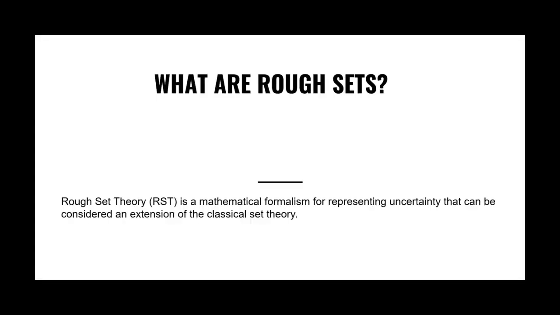First, let's understand what rough sets are. Rough set theory is a mathematical formalism for representing uncertainty that can be considered an extension of the classical set theory. You might be wondering what this classical set theory is. In classical set theory, an element is either there or not there as part of the observation. But in rough sets, we are not giving zeros or ones. We are giving a probability that it might be there with such dominance, or it might be there with this much less significance.